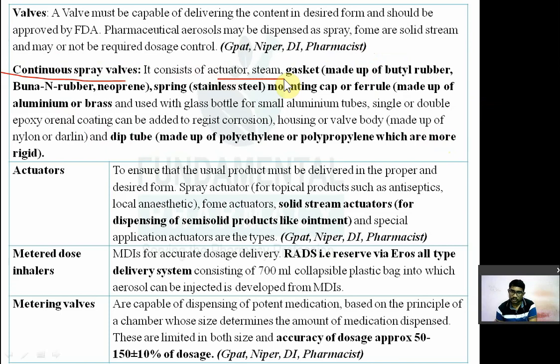Rest of actuator, stem, gasket. Actuator का रोल क्या होता है? What is the role of actuator? So actuator will open the valve. When you press the actuator, valve will be opened. Okay? That is the role of actuator. Then gasket. Okay? So remember, gasket is made up of a butyl rubber, okay, butyl rubber or Buna rubber or neoprene rubber.